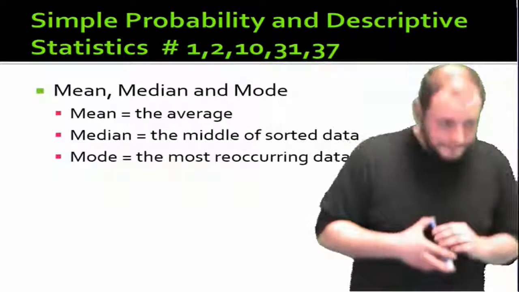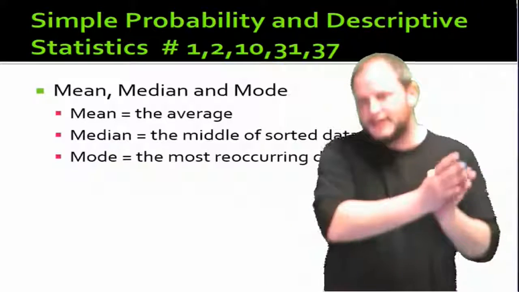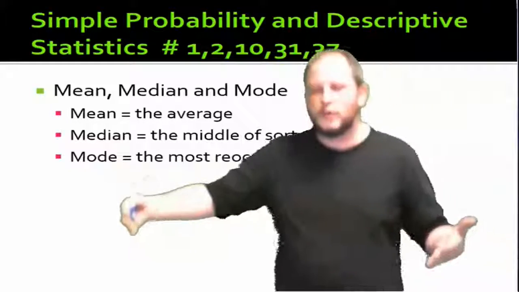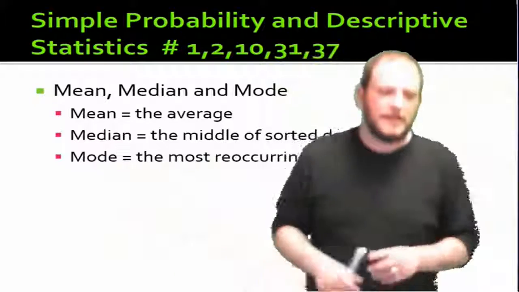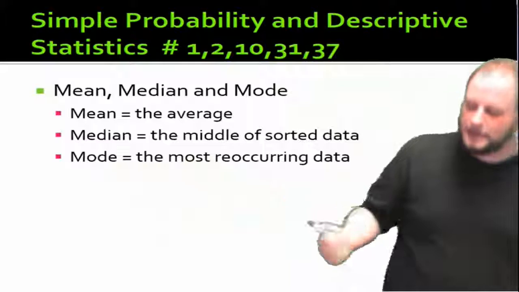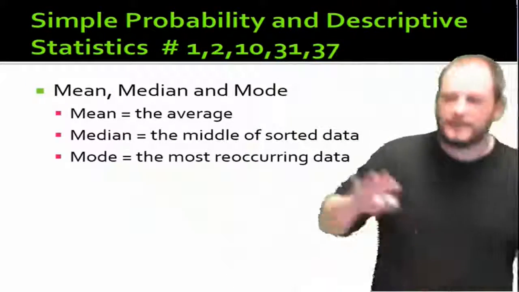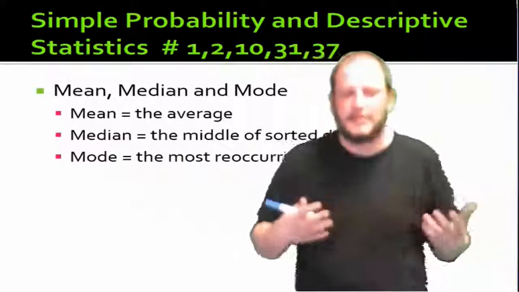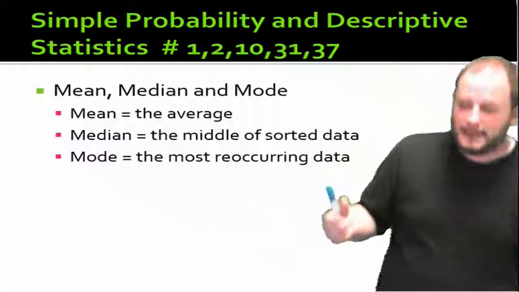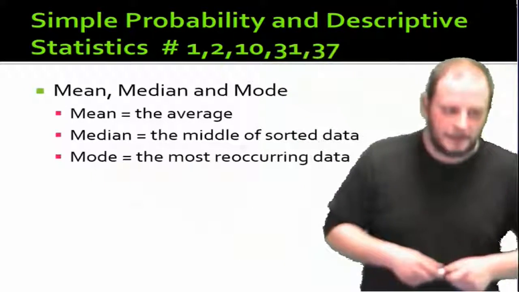The median is the middle of the sorted data. What I mean by sorted data is you have your data and you sort it from least to greatest, and then you find which one is in the very middle. If you have an odd amount of data, say 11 pieces of information, then you go to the 6th piece, because there's 5 on each side, and that 6th piece is your median. If you have an even amount of data, say 10 pieces, you go to the 5th and 6th and average those two in order to get your median.